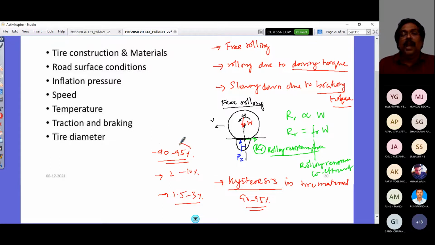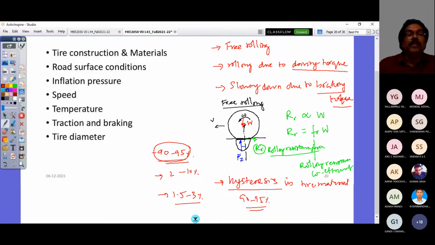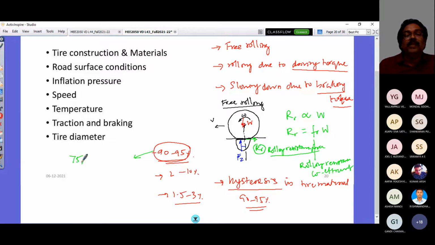So in this, if you look at the hysteresis loss from the tire, its components or parts are very important. If you look at this proportion again, 75% of this 90 to 95% is because of the tread and tread material. The tread material rubber compound is different from that of the sidewall, as we have seen in the last class. So this would cause 75% of this. And if you look carefully, 13% is coming from the sidewall and its material compound.